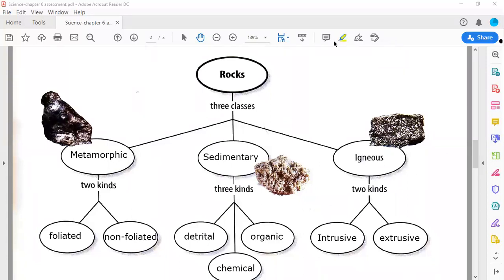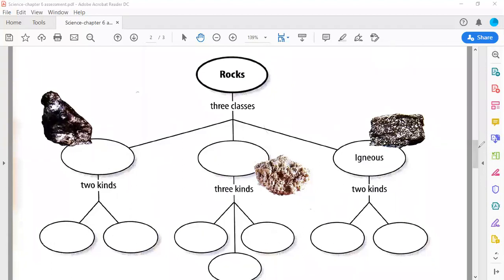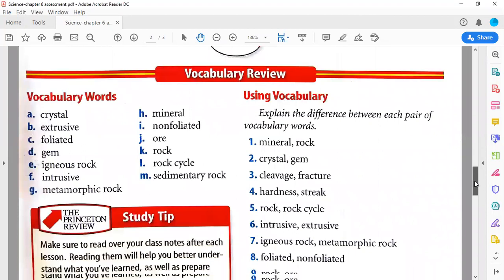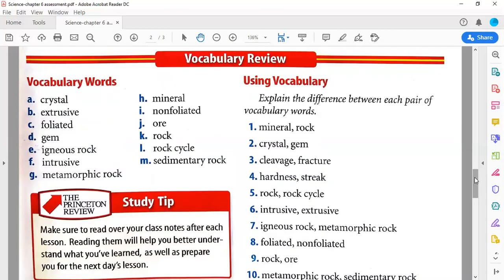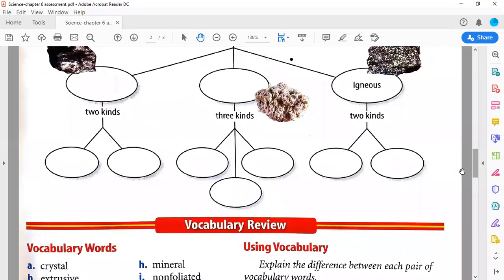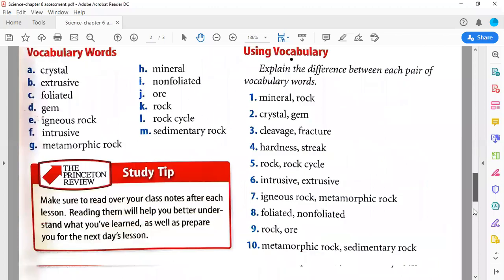Okay, and now let me clear this up to move to the next part. All right, so what are we gonna do right now? When you copy, guys, you're not gonna copy this part, okay? Just until the diagram, all right? And now we're gonna move to the assessment.